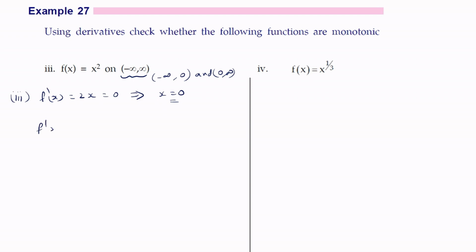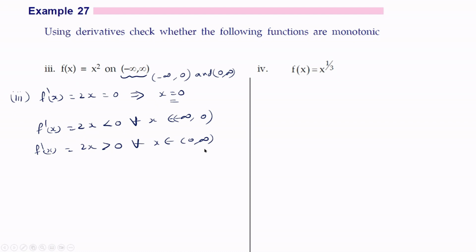So we can see that f dash of x equal to 2x. It is less than 0 for all x belongs to minus infinity, 0, and f dash of x equal to 2x is greater than 0 for all x belongs to 0, infinity. So here it is decreasing on this interval and it is increasing on this interval.